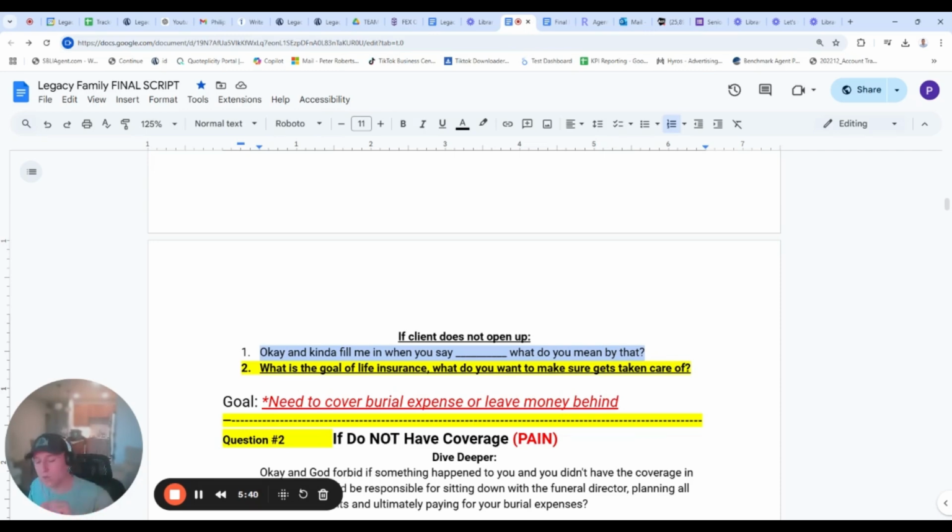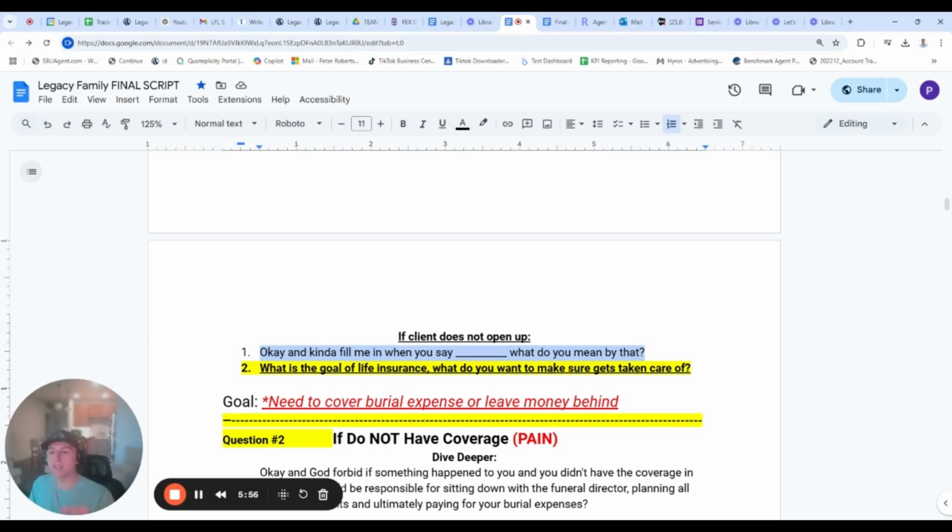What is the goal of question number 1? What are we looking for in question number 1? Write that down. Remember this. This is going to come up often. What is the goal of question number 1? The goal of question number 1 is to make sure that you get a clear answer.